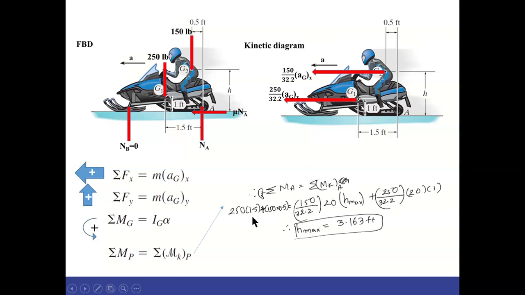So when you do this, you will get this equation where only one unknown is there, which is h. We know everything else. We know the height of the center of mass of the snowmobile from the ground, which is 1 foot. So you substitute everything and calculate h max, which is 3.16 feet. That's the maximum height the rider can have before the front skid starts losing contact with the ground. Because if the rider is taller than that, there is more force at the rear of the track and it will lift off from the ground.